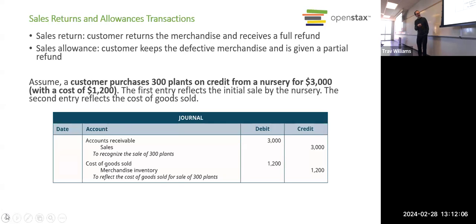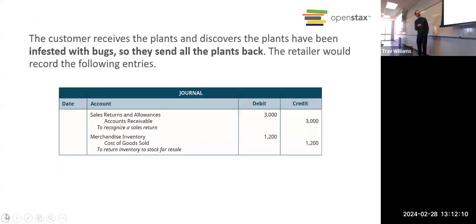Notice here we have a debit to accounts receivable, a credit to sales, and that gets reversed. When the customer returns the item, we have a credit to accounts receivable because the customer no longer owes that money. And we debit not sales, but sales returns and allowances.